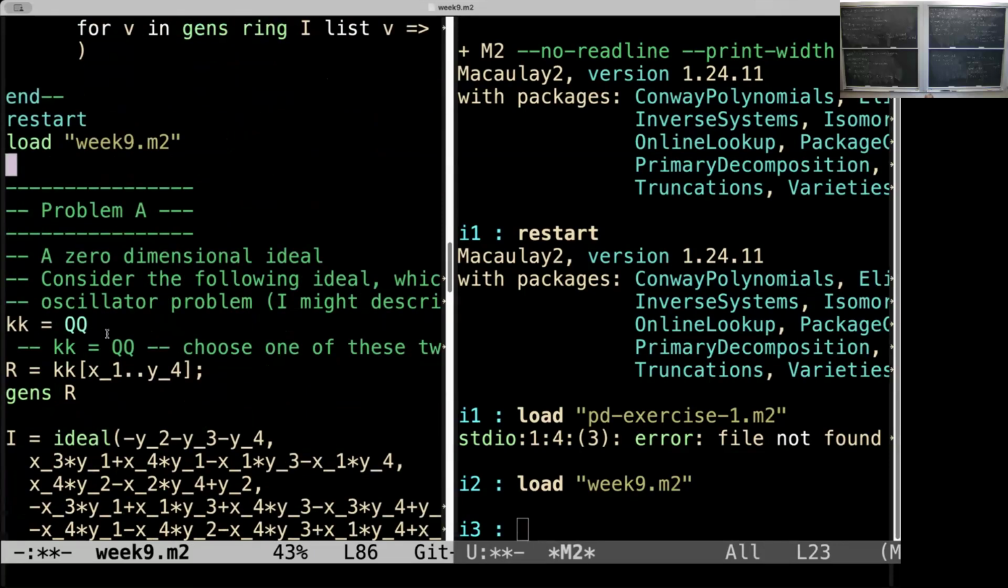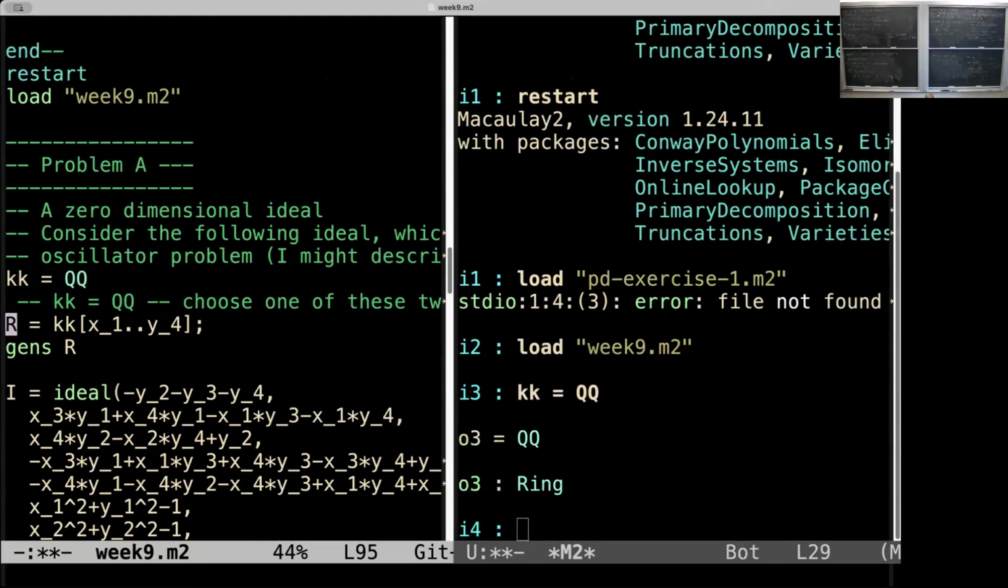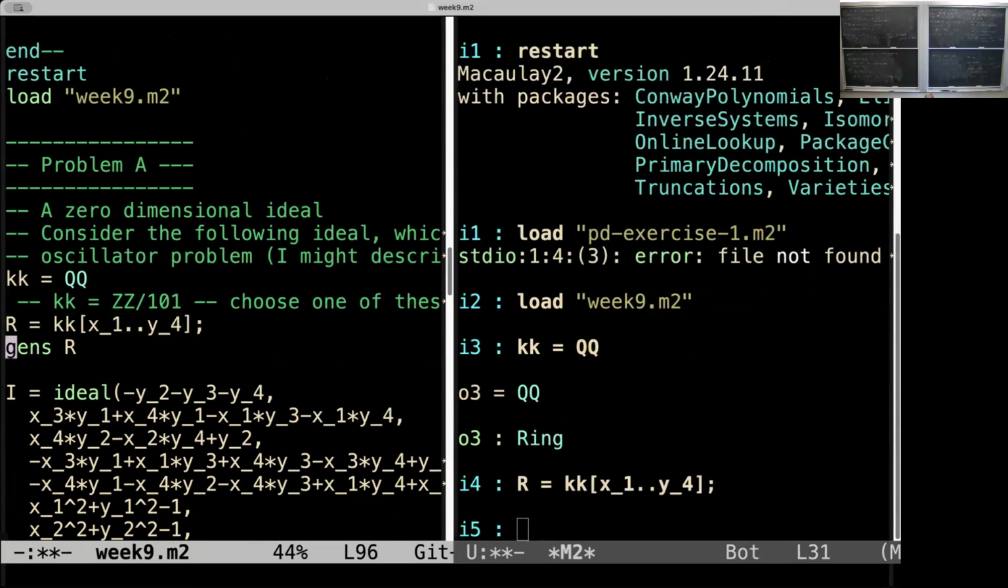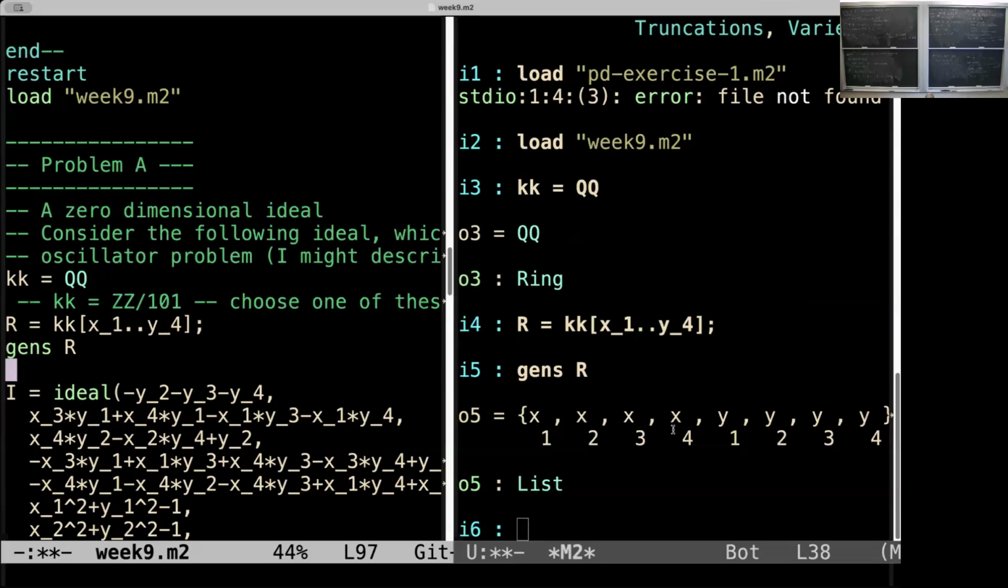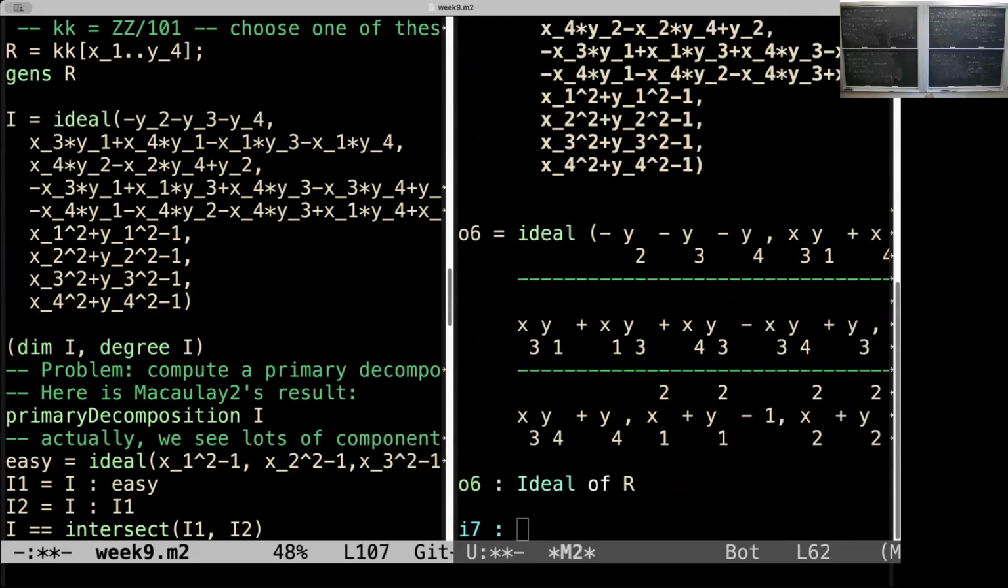So we are going to take an ideal. We're going to do it over the rationals, although we can do it over a finite field too, like ZZ mod 101, for instance. It would even work over smaller fields, but you have to be a little careful. So here is a polynomial ring in x1 to x4, y1 to y4. And now here's the ideal we're going to take. I can explain to you maybe next time how I get this ideal.